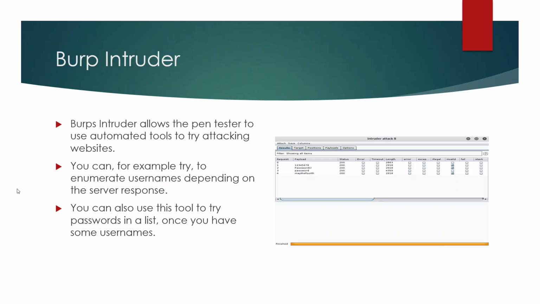On to Burp Intruder. Burp Intruder allows you to run automated attacks on different websites, or any website really. You can try to enumerate usernames depending on how the server responds to login requests. It might say something like invalid user or invalid password.